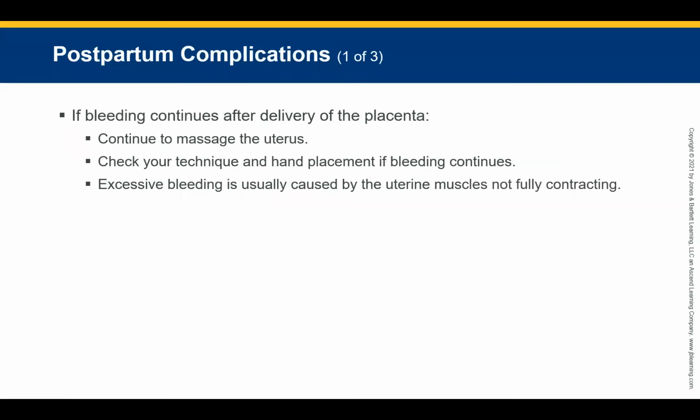Postpartum complications: any type of bleeding that exceeds 1,000 milliliters is considered to be excessive. If bleeding continues after delivery of the placenta, you should continue to massage the uterus. You treat any signs or symptoms of shock, we know you elevate their feet and provide high flow O2 for them. Excessive bleeding after birth is usually caused by the muscles of the uterus not fully contracting and is potentially life-threatening.